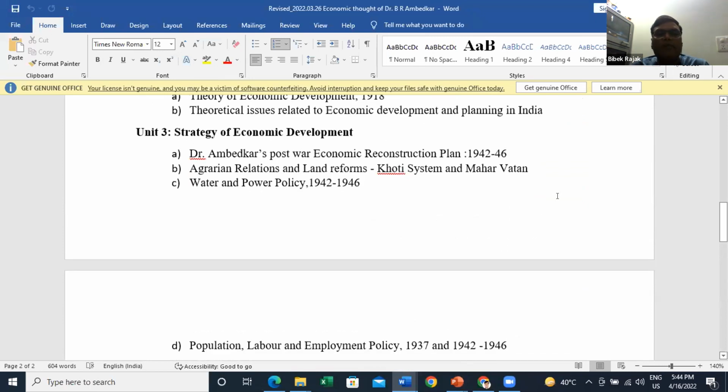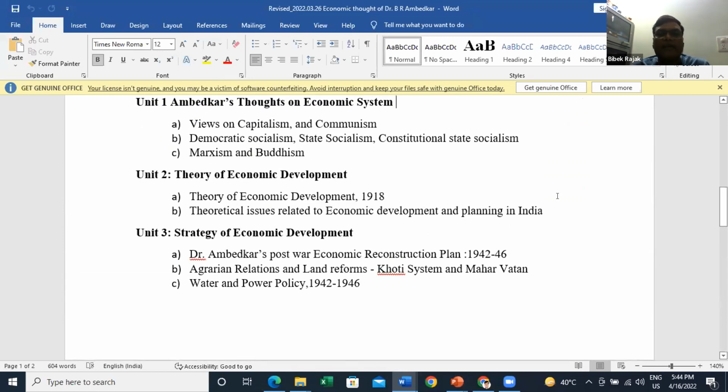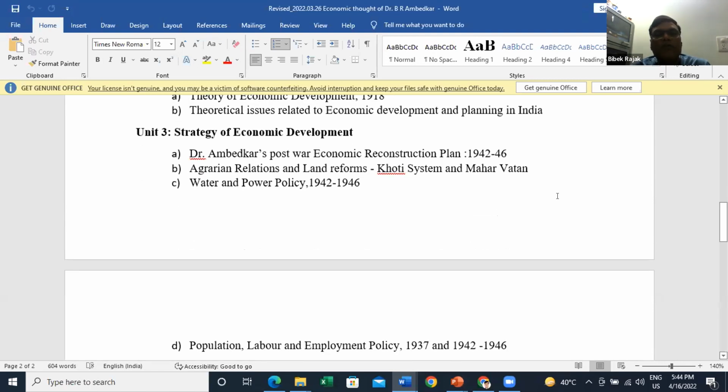His theory on economic development, as I said, of 1918, and theoretical issues in various other areas where he intervened and wrote about economic planning. He also contributed a lot on the reconstruction plan between 1942 and 46. Then strategy for economic development, we wanted to talk about this post Second World War economic reconstruction plan. Then agrarian relations, rent reform, his struggle for abolishing the Khoti system in Maharashtra.